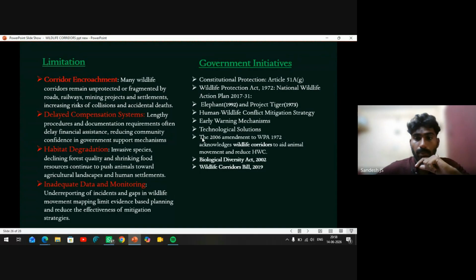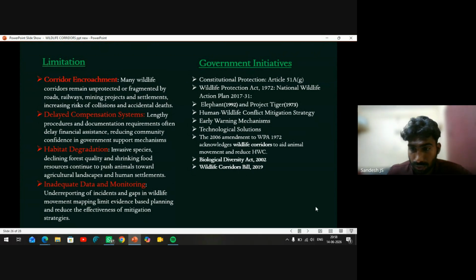The amendment to the Wildlife Protection Act of 1972 acknowledged wildlife corridors to aid animal movement and reduce human-wildlife conflict. The Biological Diversity Act of 2002 and the Wildlife Corridor Bill of 2019 are government initiatives to prevent human-wildlife conflict.